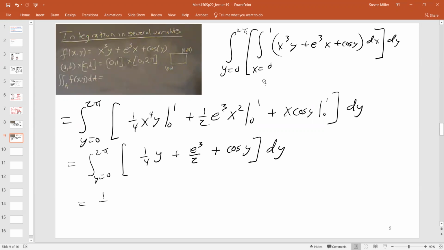One eighth y squared at 0 and 2 pi. e cubed over 2, I'll do that one. That's going to be e cubed over 2y at 0 and 1. And now what function has derivative cosine of y? Or negative. So it's going to be negative sine of y.